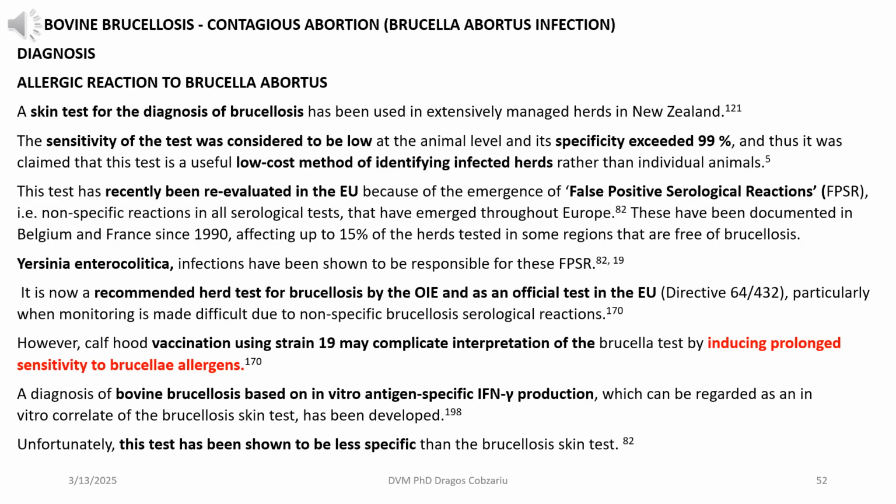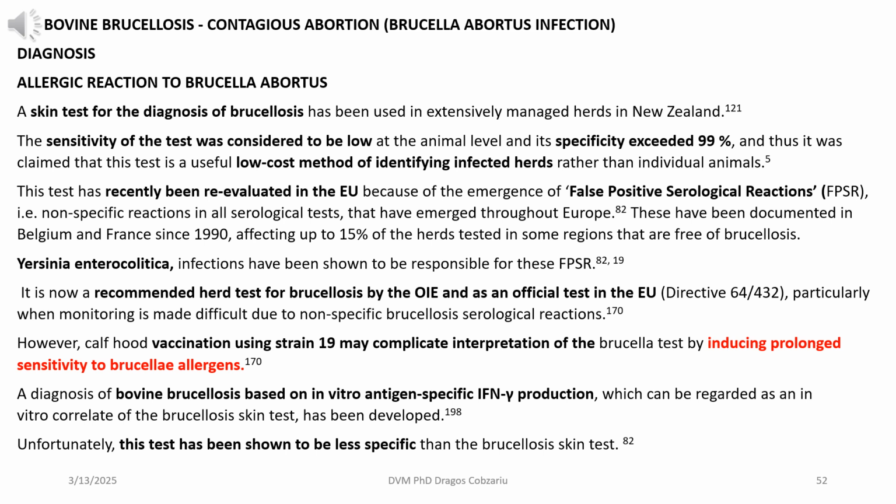Allergic reaction to Brucella abortus. A skin test for the diagnosis of brucellosis has been used in extensively managed herds in New Zealand. The sensitivity of the test was considered to be low at the animal level and its specificity exceeded 99%, and thus it was claimed that this test is a useful low-cost method of identifying infected herds rather than individual animals.